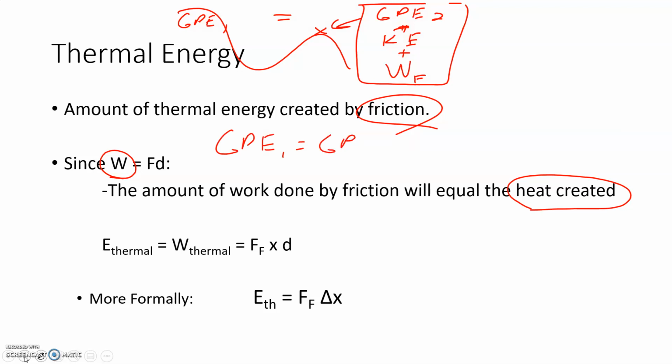GPE1 equals GPE2 plus KE plus work done by friction. That's my equation. Now I just plug my numbers in and solve. I would be asking for maybe what's the height of the second hill or something like that, right? And you're going to plug your numbers in there and you're going to solve it.